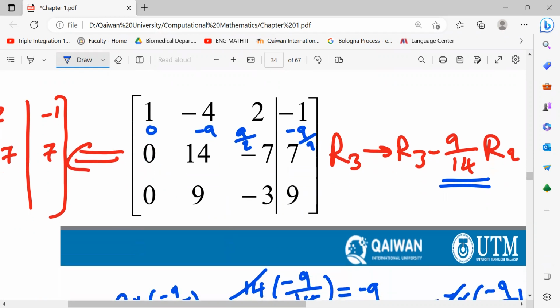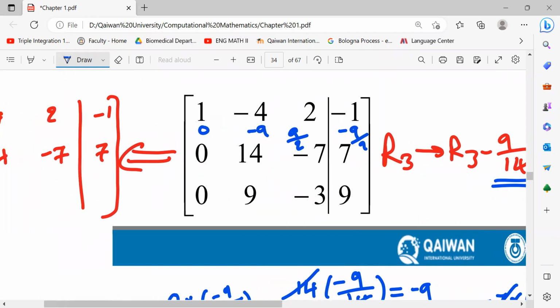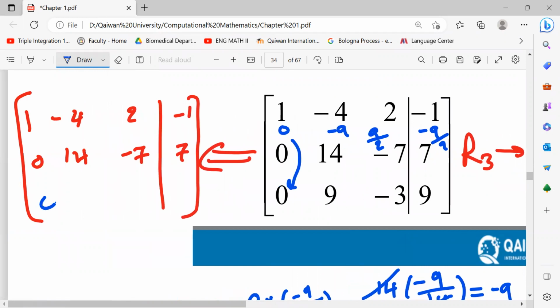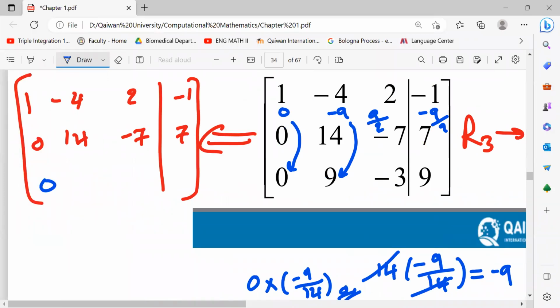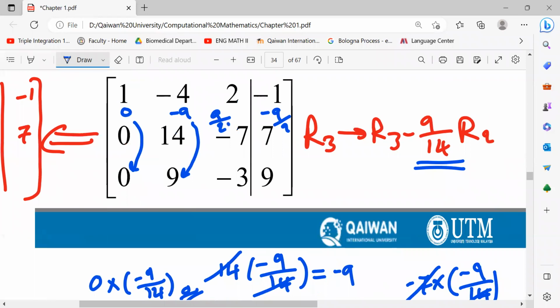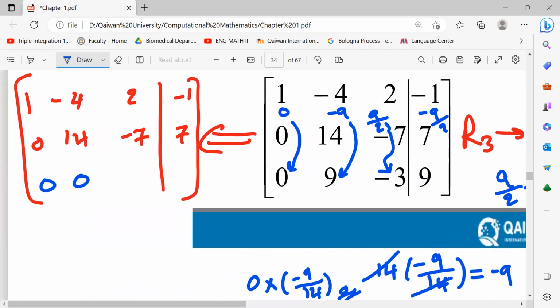Now we add these to row 3. Okay? 0 plus 0 is 0. Minus 9 plus 9 is 0. 9/2 minus 3 is equal to what? 3/2. We just find the common denominator, which is 2. 2 times negative 3 is negative 6, plus 9 is 3/2. It's 3/2.